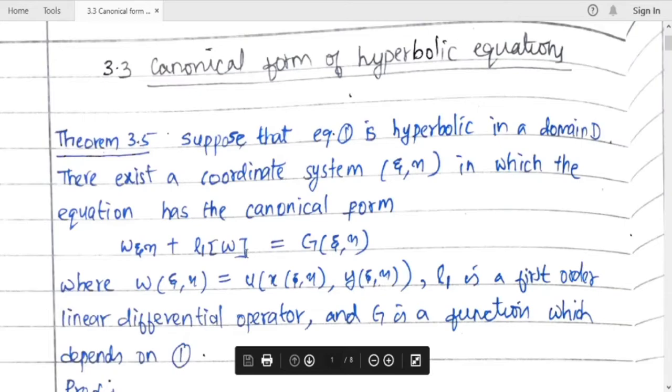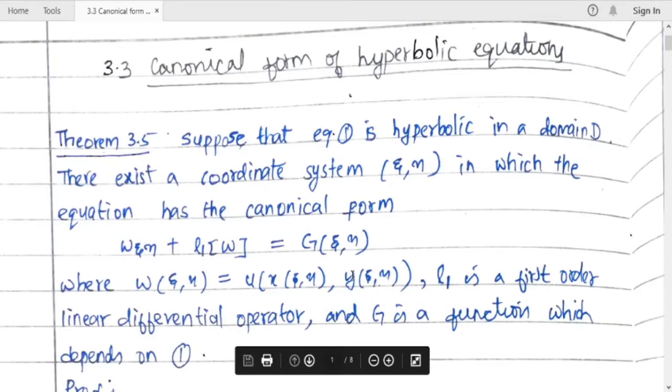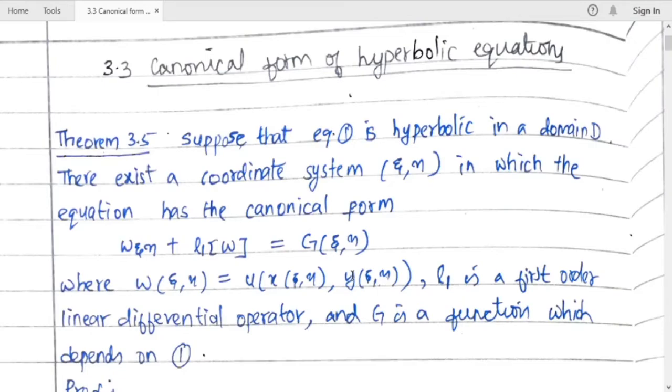Here W is nothing but U when U is written as a function of theta and eta. Okay, so W is same as U. The only thing is that U is a function of x and y. When we change the coordinate, we change the independent variables x, y to another coordinate system theta, eta, then U, when it is written as a function of theta and eta, is W. And L1 of W represents the first order derivative terms. So this will be a function of theta and eta. We have to prove this.